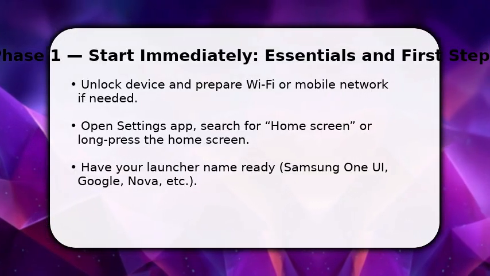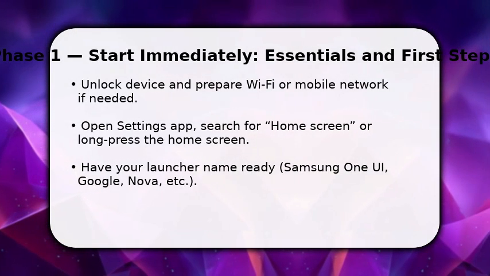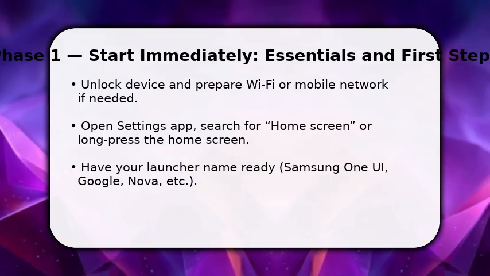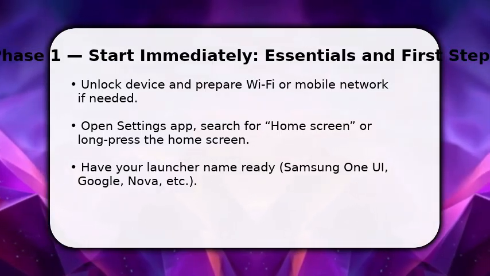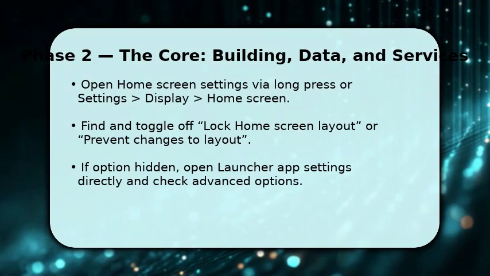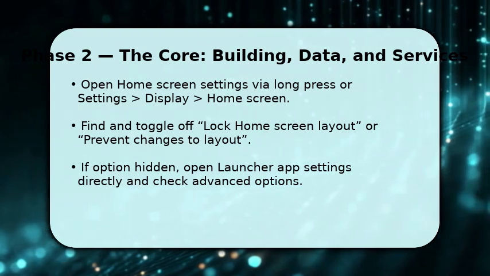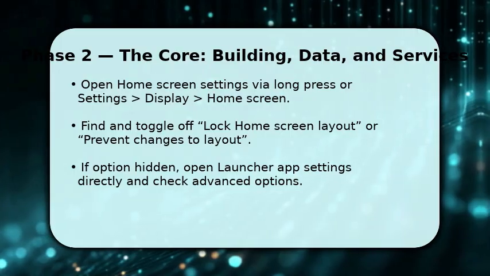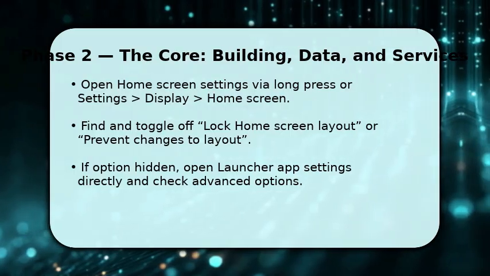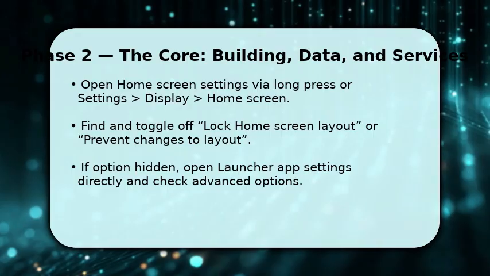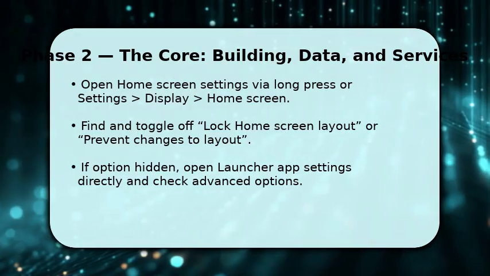If you can't, grant the settings or launcher permission when prompted, so you can change layout lock options without interruption. You now locate the specific toggle that prevents layout changes. It's often labeled Lock Home Screen Layout or Prevent Changes to Layout. Tap Home Settings, scroll to the Layout or Advanced section and switch that toggle off.